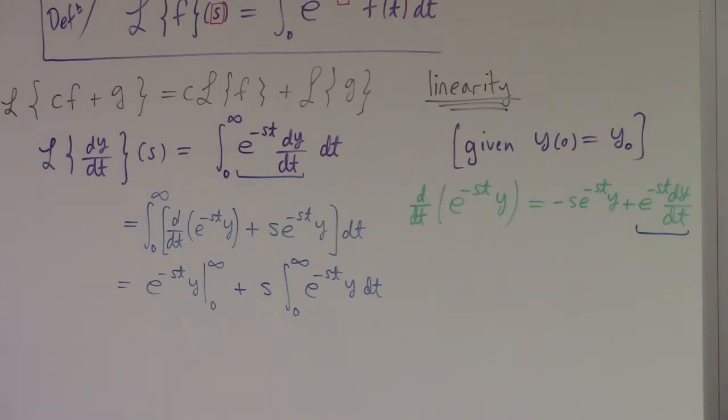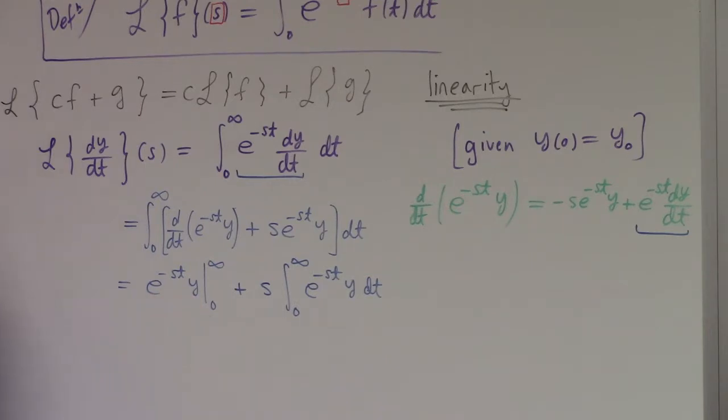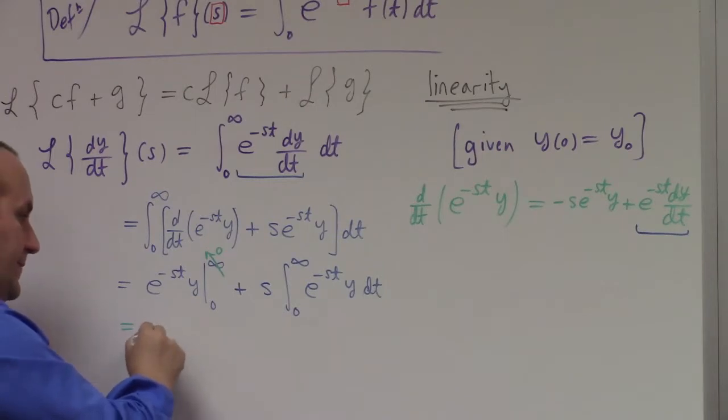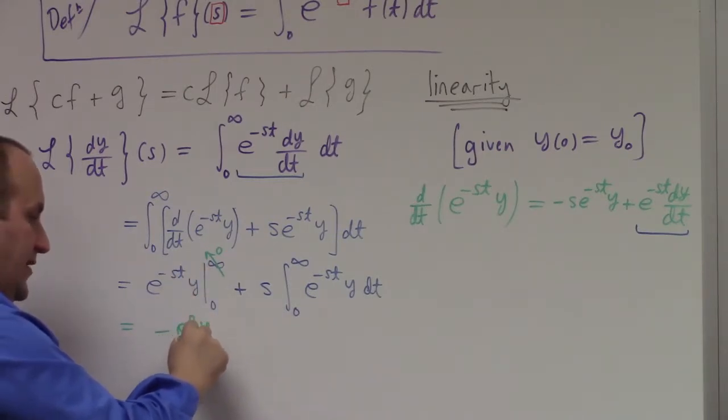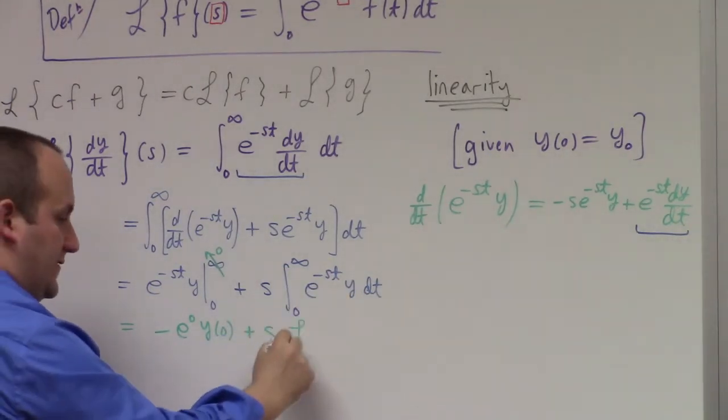So at infinity, we get y of infinity times e to the minus s times infinity. The e to the minus s times infinity should go to 0 pretty fast, if y is also a nicely behaved function such that the exponential dominates it for some order. So this term has to go to 0 at infinity. Given sufficiently decent conditions on y, this goes to 0 in the evaluation, and we're just left with minus e to the 0 times y of 0. And what was this? Well, this is nothing more than s times the Laplace transform of y.